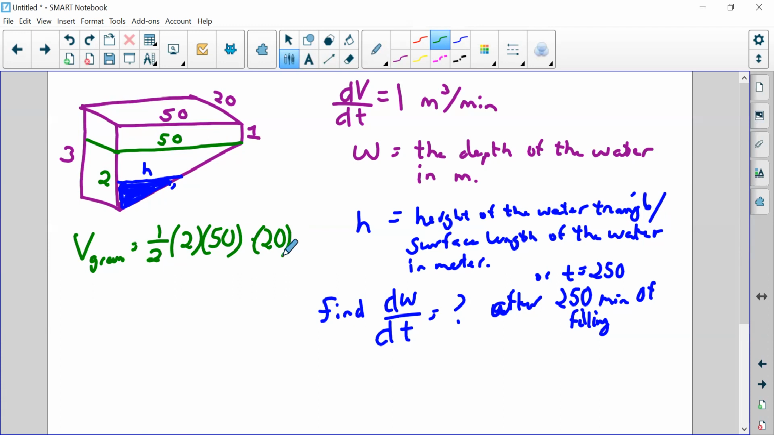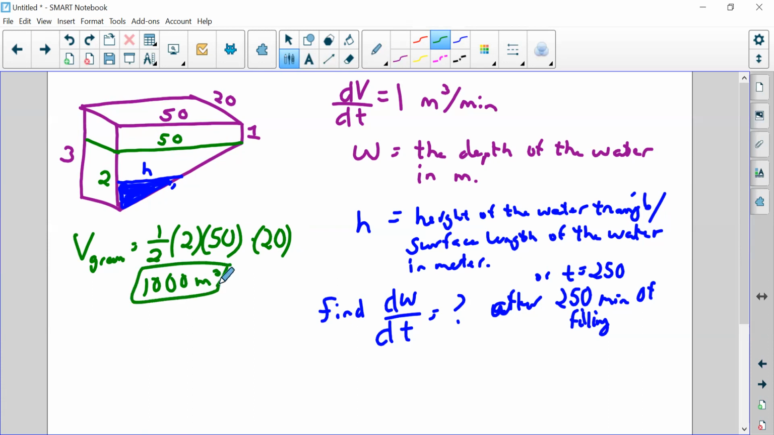Okay, so what do we end up with? 1,000. Okay, so that's 1,000 cubic meters.